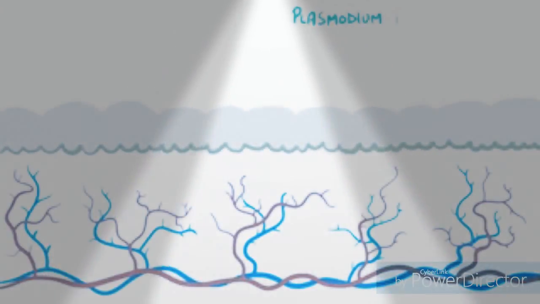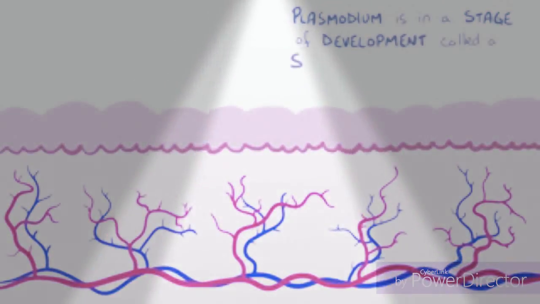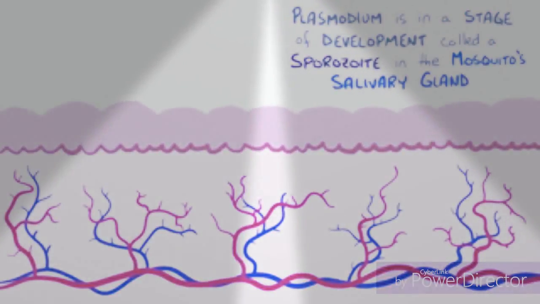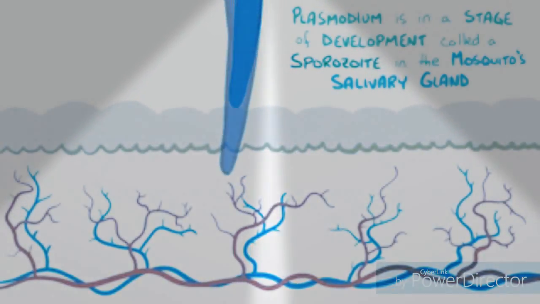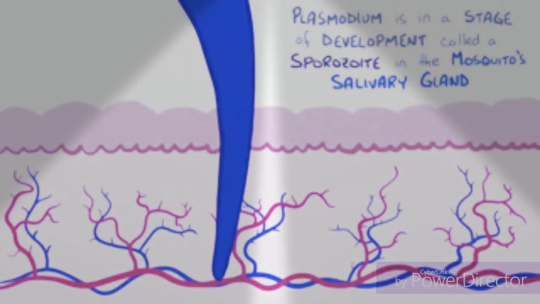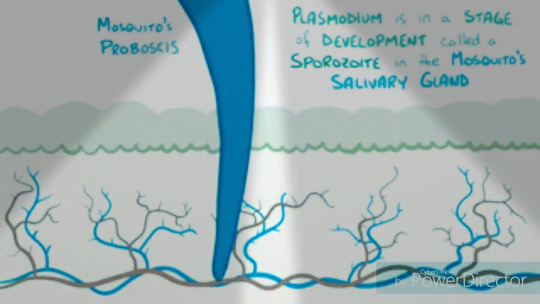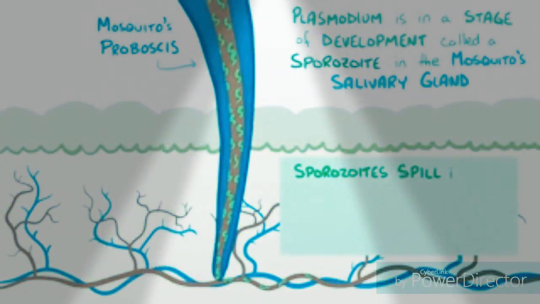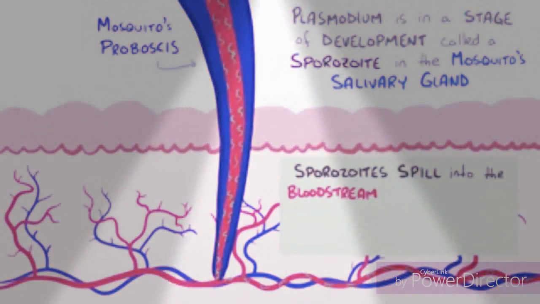At this point, the Plasmodium is in a stage of development, called a sporozoite, waiting patiently in the mosquito's salivary gland. When the mosquito pierces a person's skin with its long and needle-shaped tusk, called a proboscis, the tiny worm-like sporozoites spill out of the mosquito's saliva and make it into the bloodstream.